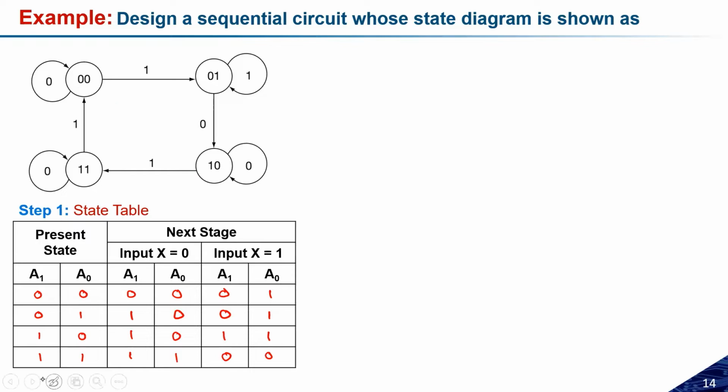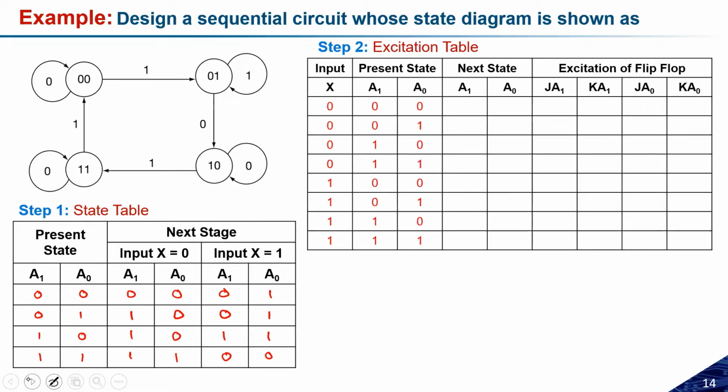Okay. Now, the next step is the preparation of the excitation table. Based on x and based on A and B, I can have a total of 8 possibilities. A and B have 4 groups, 0 0, 0 1, 1 0, 1 1, and I have x equal to 0 and x equal to 1. So I just represented this table in the other form, and this is how we can make it.